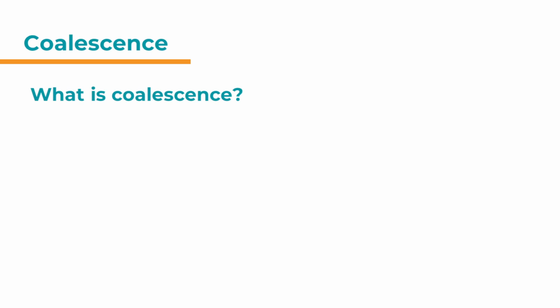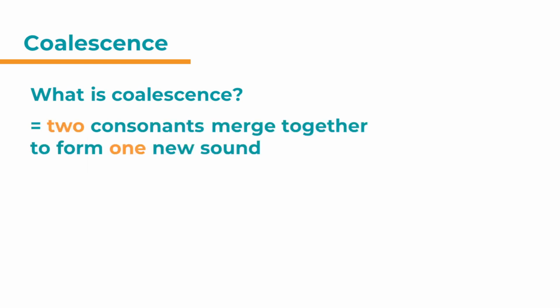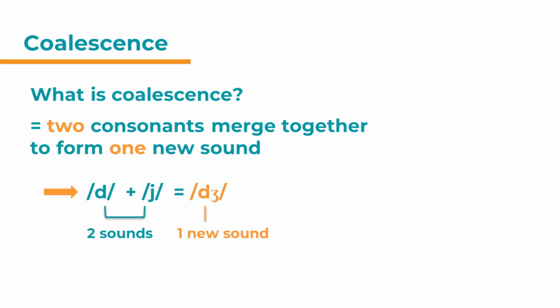What is coalescence? Coalescence is sometimes also called fusion. It means that two consonants merge together to form one new sound. For example, D and Y merge to form J. Two sounds become one new sound.